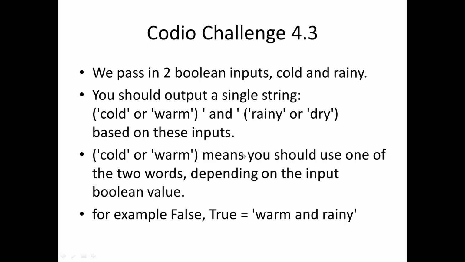Cold or warm means you should use one of the two words depending on the input Boolean value. For example, if we have false and true given into your program, we're going to print warm and rainy. Because if you look at this condition, if it's not true, it's going to be warm. So we see this condition is false. If this is true, that means it is rainy. So let's take a look at the code to increase your perspective on how this is working.